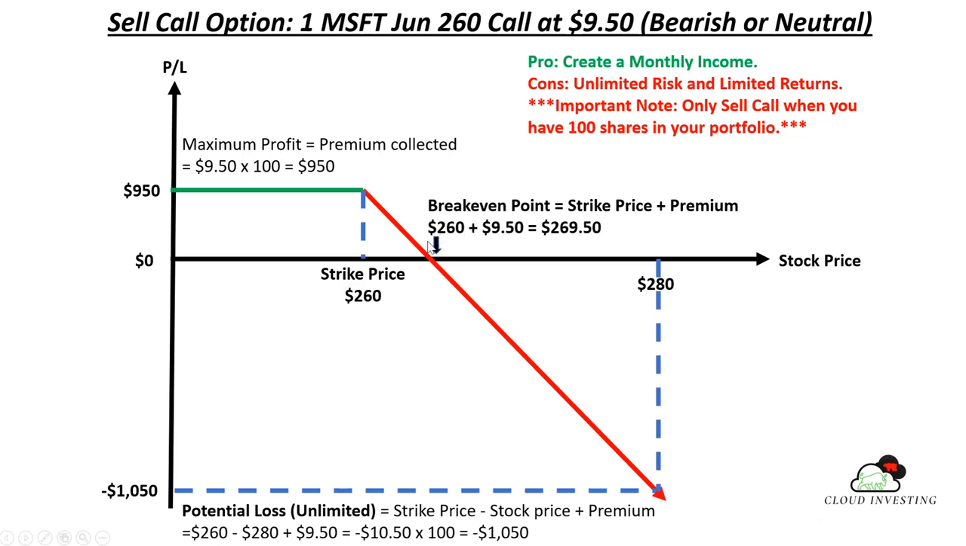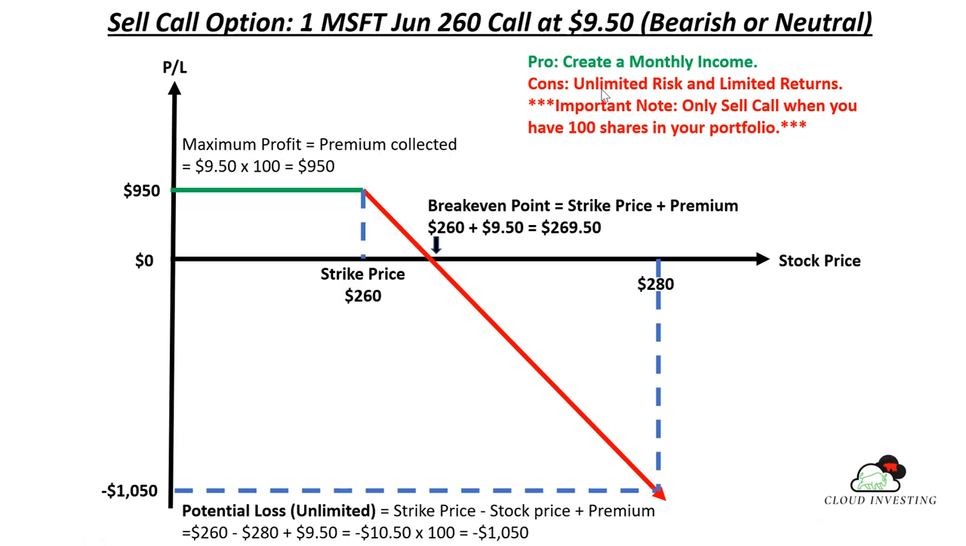Your max loss is actually unlimited, because if the Microsoft share goes up to $280, then your loss will be the strike price minus the stock price plus the premium, which is 260 minus 280 plus the premium that you collected, equal to minus $10.50 times 100 shares, equal to $1,050. So basically, if you are the call seller, you have unlimited risk and limited return, because the return is the premium that you collected, and the unlimited risk comes from the Microsoft price continuing to go up.